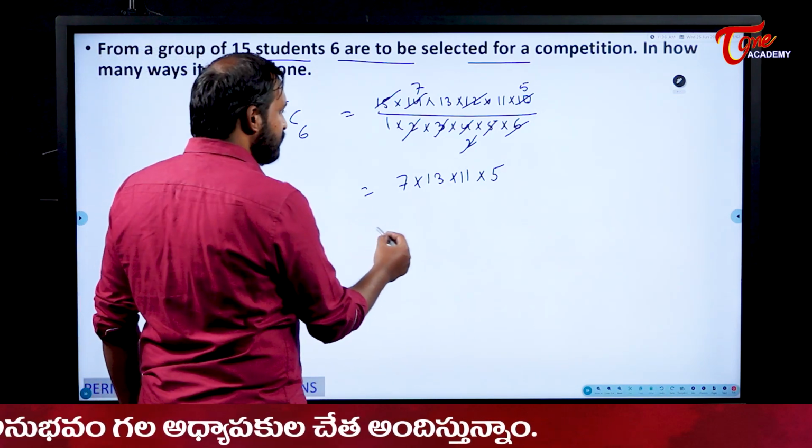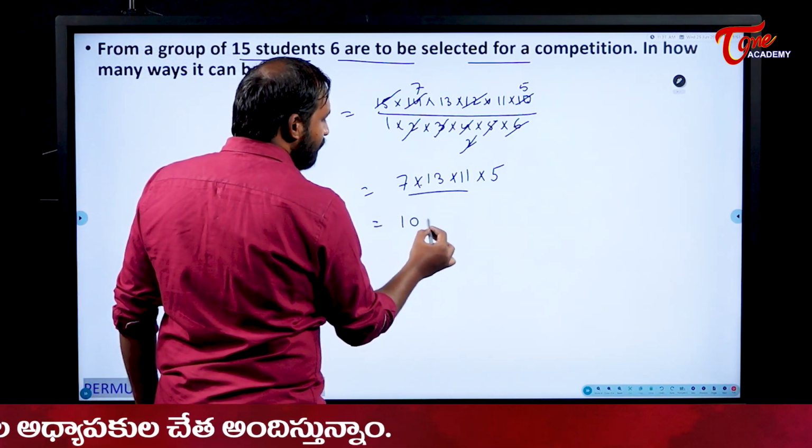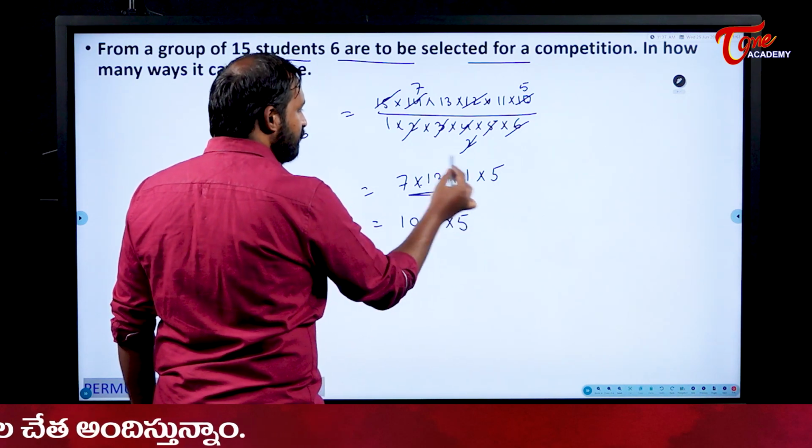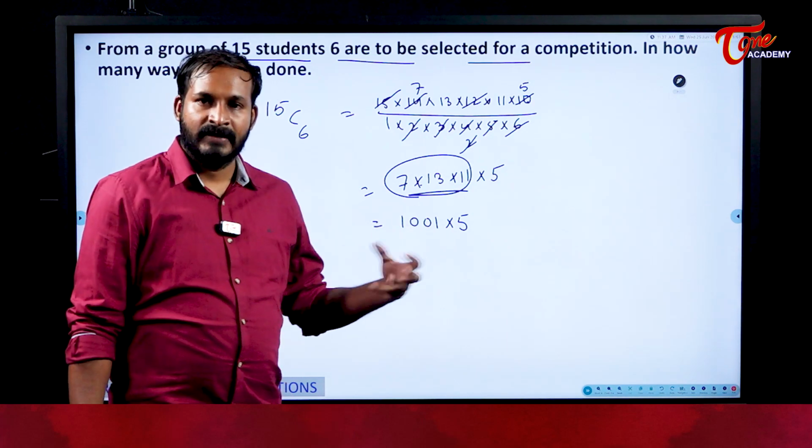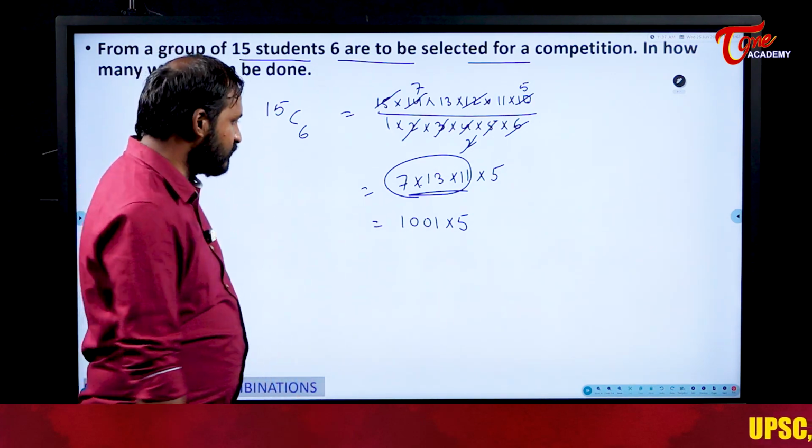So what happens to this one, students? This product is what? 1001 into 5. Because this is one of the famous products which we will see very frequently and commonly in our calculation, especially in quant and reasoning. So this will become what?